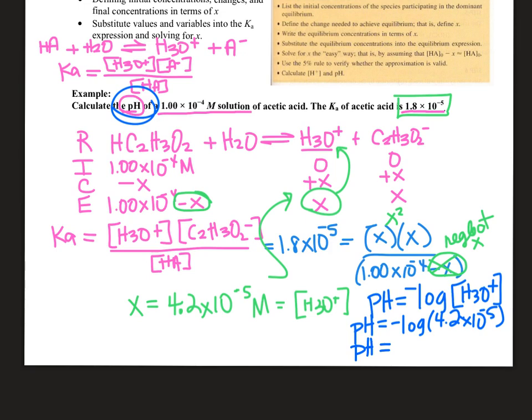So 2 sig figs means I should have 2 decimal places. So it comes out to be 4.37 as my overall pH, which should make sense because it's acidic. It's kind of in that mid-range in the acidic range between 0 and 7. So that helps me recognize it's a low concentration of acetic acid, so its pH is kind of indicating that it is a weak acid.